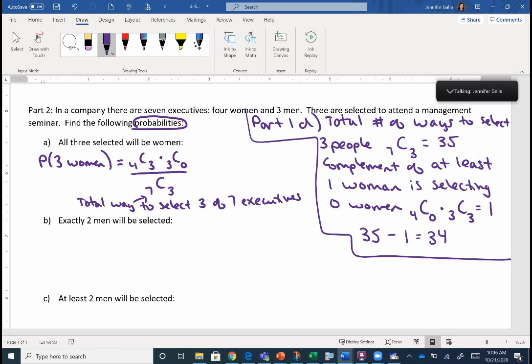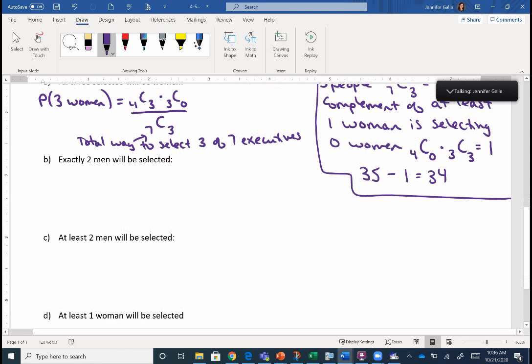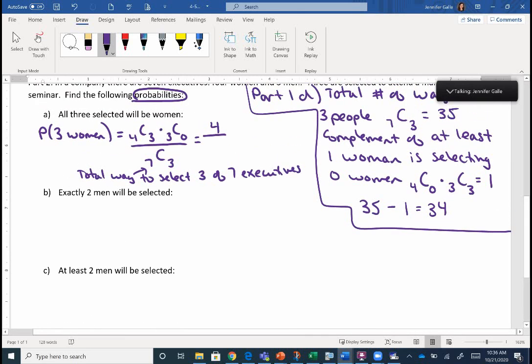We've been finding probabilities all unit. So the same thing's going to happen for part B and C. You want to go ahead and do the computation, which we already know from part A, the numerator's 4. And from our little complement piece over here, we know the bottom is 35.